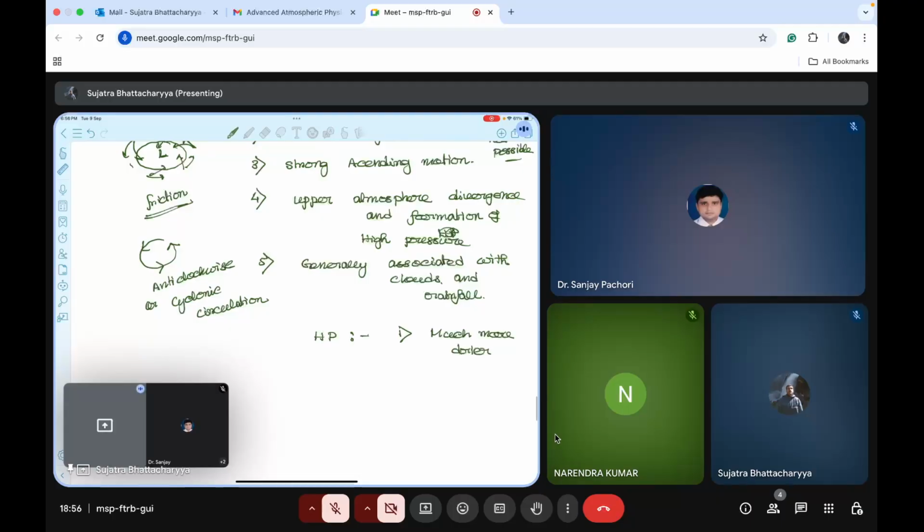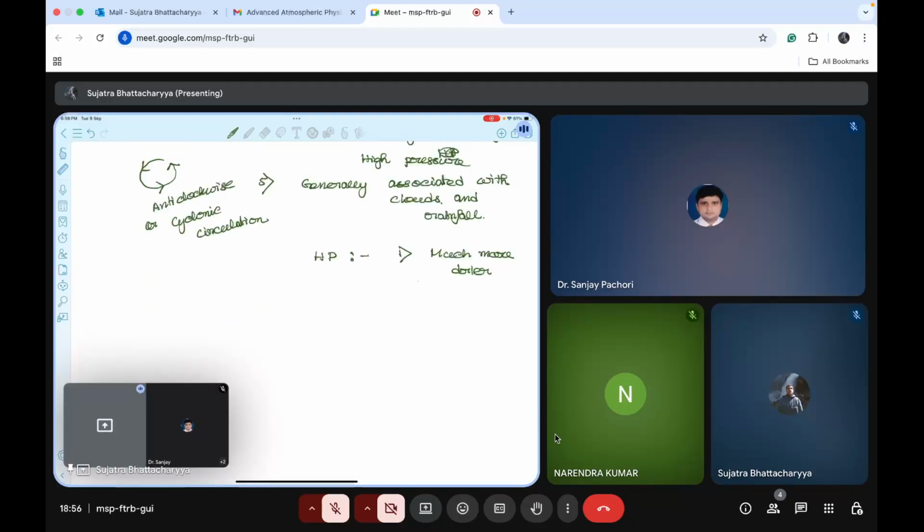Why dry? Because there is a descending motion. Okay, descending motion. Divergence is there. Low level divergence.